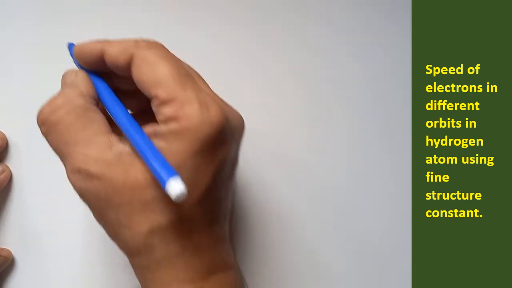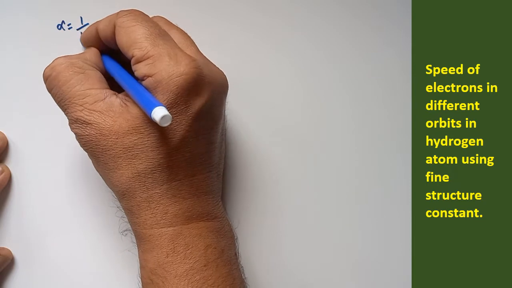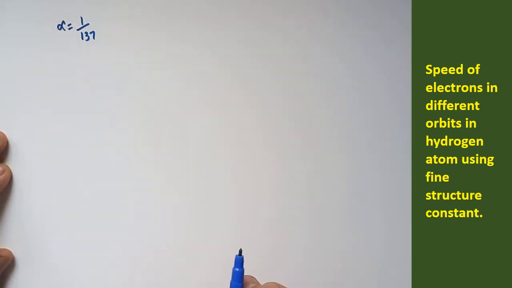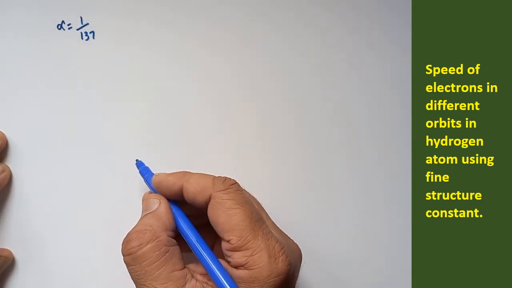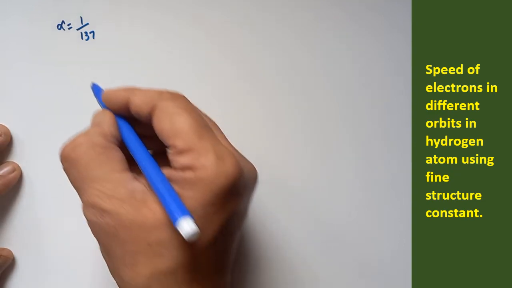Now we are going to see how the velocity of the electron in different orbits in the hydrogen atom can be calculated by using the fine structure constant. Fine structure constant alpha, its value is how much? 1 by 137. Already we have calculated the value of alpha. By using this alpha, we are able to calculate the velocity of the electron in different orbits in the hydrogen atom.